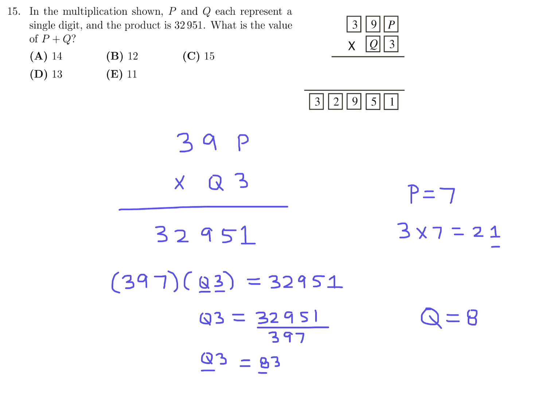Right? So they want you to figure out P plus Q. Okay, no problem. P plus Q is equal to 7 plus 8, which is 15. So the answer is 15, and that is choice C.